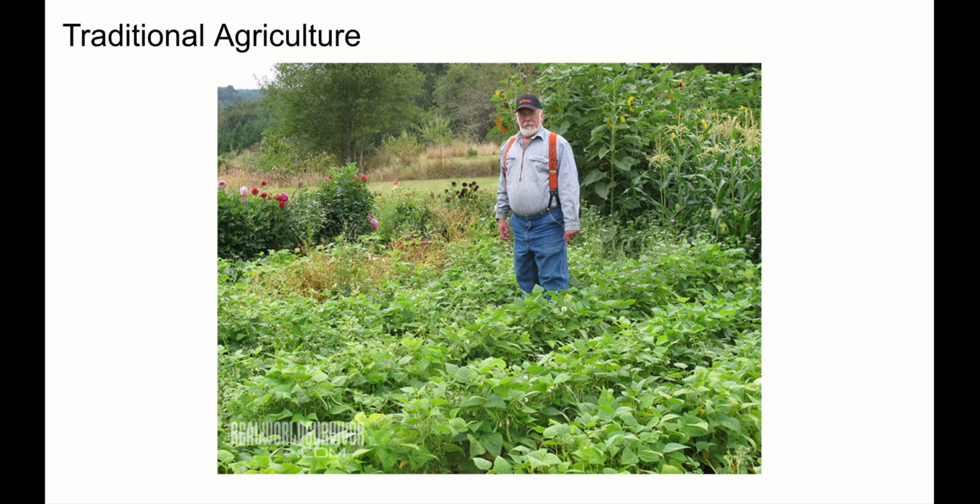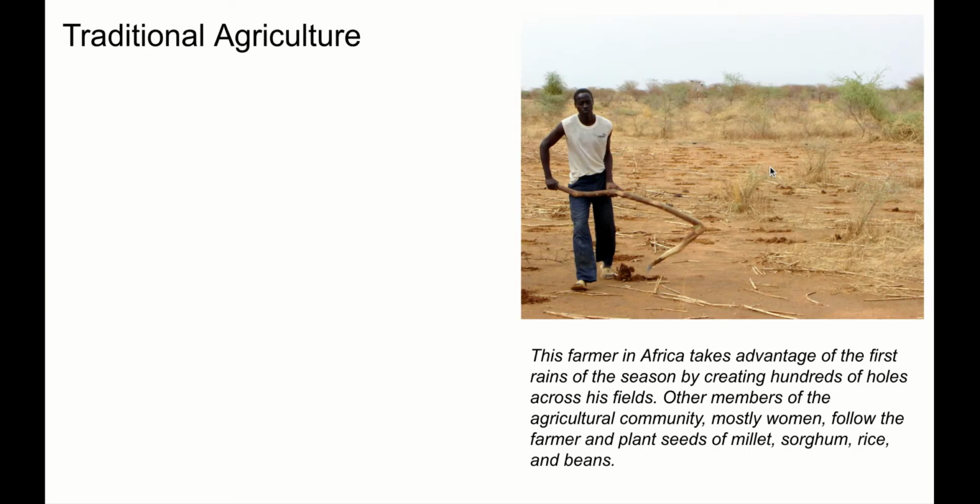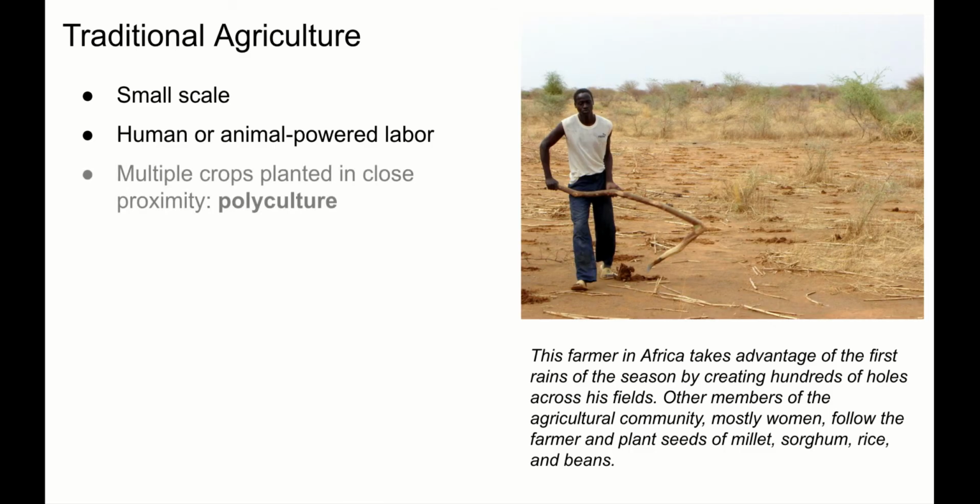So these are all versions of traditional agriculture, which is our oldest form of agriculture. And traditional agriculture has some things in common. All forms of traditional agriculture have some things in common. Traditional agriculture is typically small scale. It uses human or animal powered labor. So we're not thinking about heavy machinery.